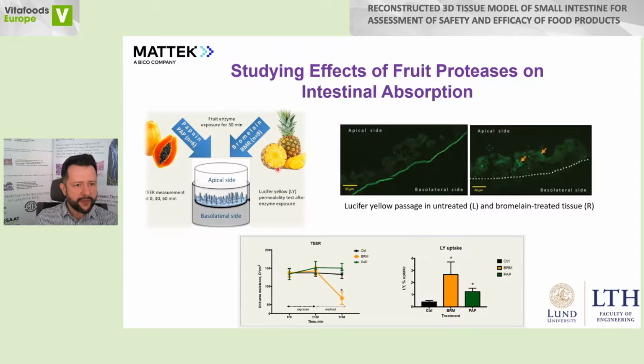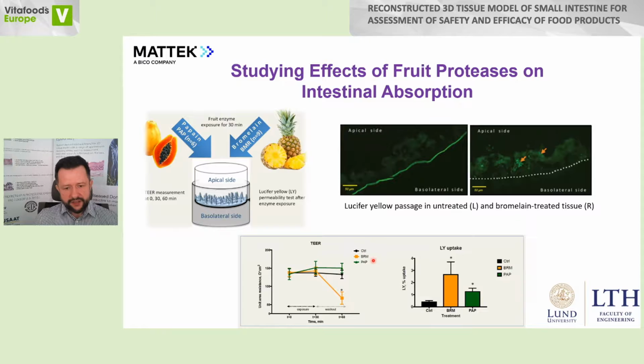Last little study, which is sort of ongoing, we are studying the effects of the fruit-based enzymes, in this case, papain and bromelain. These are hypothesized to be used to improve the absorption of non-protein drugs, because they are known to affect the paracellular transport of some nutrients by slightly modifying the integrity of the intestine. We applied these enzymes on our model, and we're studying the effect of these on the integrity.